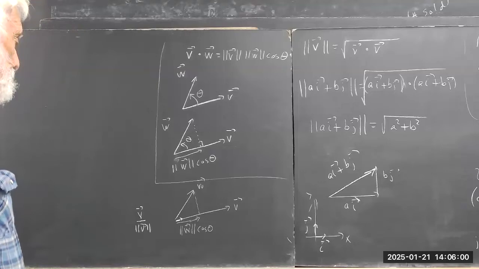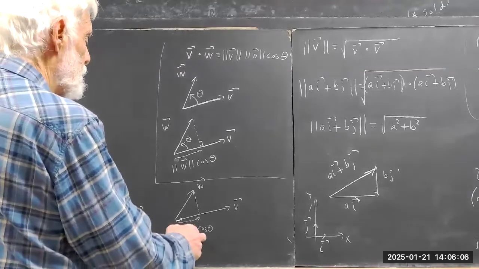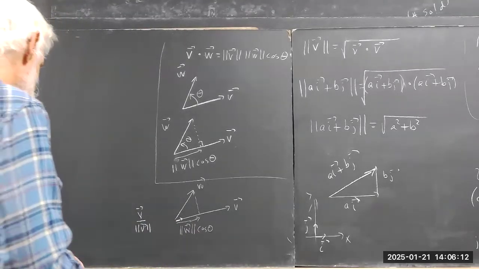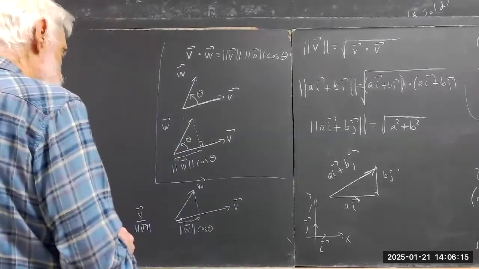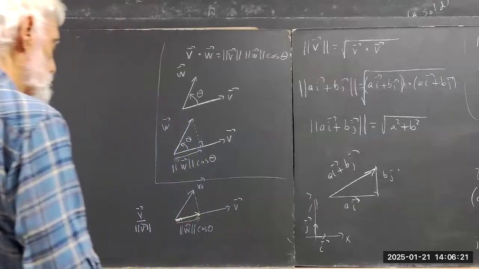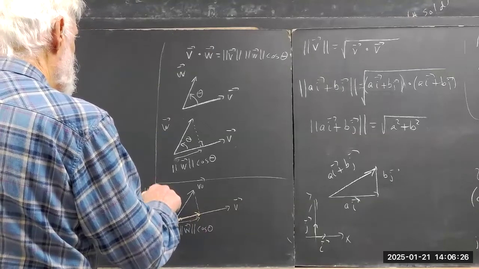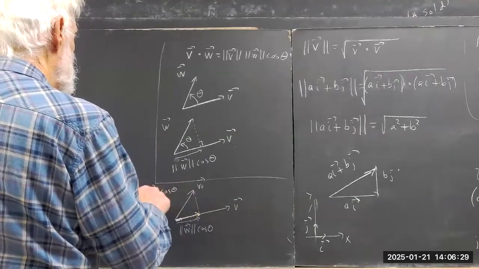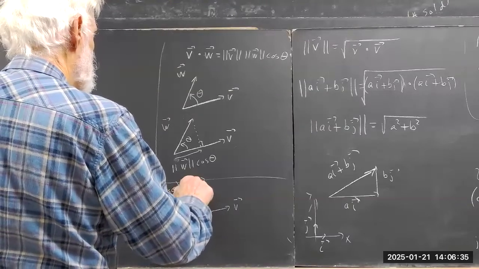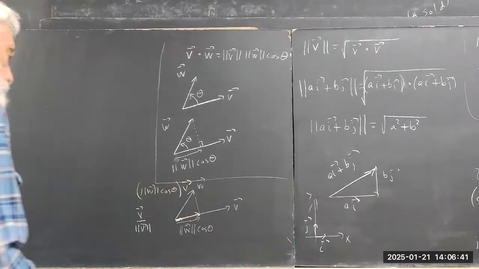If I multiply this by the magnitude of W cosine theta, then I get this vector, which is... let me leave myself room to write it.